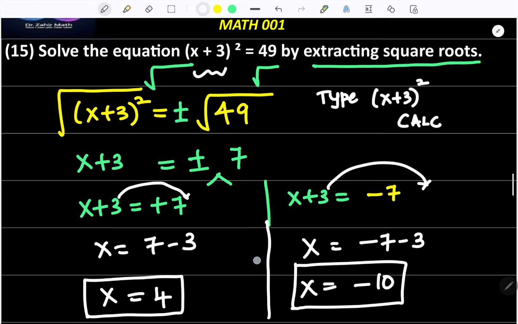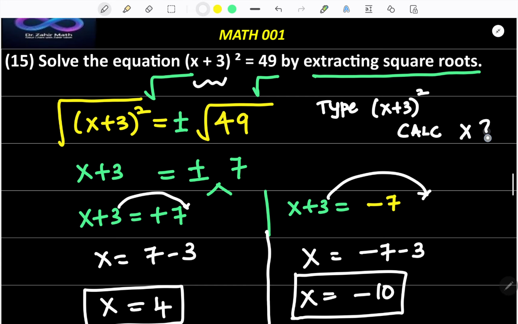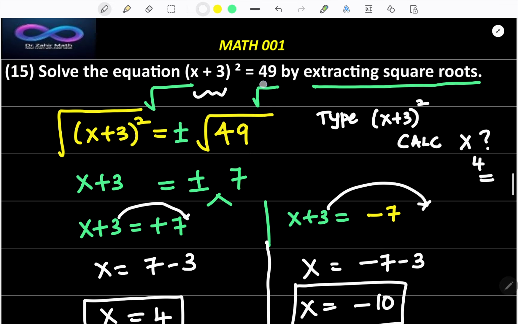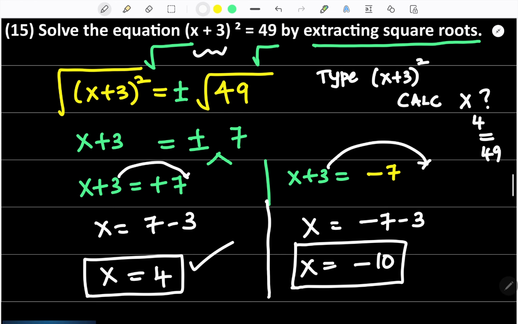If you press calc, the calculator will ask you x question mark, right? Put x is equal to 4. Press 4 and then press equal. If you press equal, you should get 49. If you get 49, your answer is correct. And then again press calc. The calculator will ask you x question mark, so now you give the answer negative 10 and then press equal. If you get the answer 49, then your answer is correct.